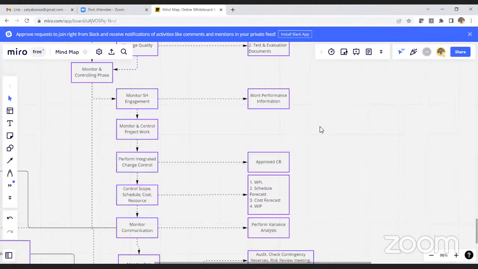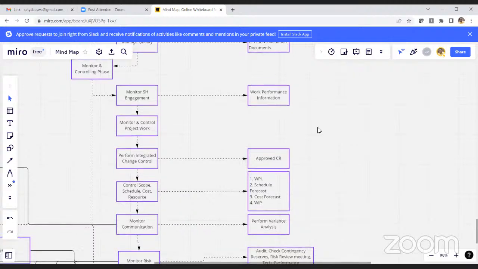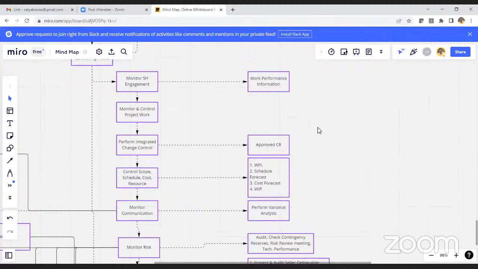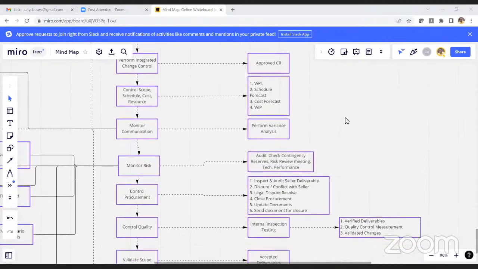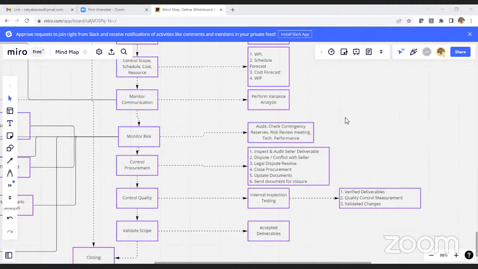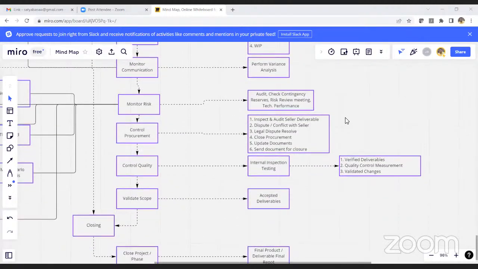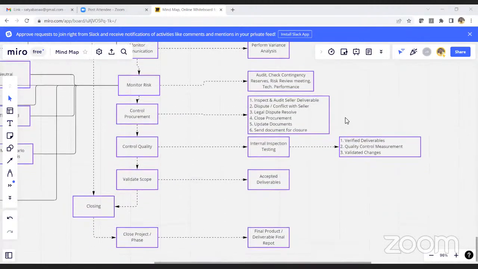Okay. For the monitor and control phase, we'll have monitor stakeholder engagement, monitor and control project work, perform integrated change control: scope, schedule, cost, resource. Then we'll go to monitor communications, and in monitor risk, we will have audit, reserve, risk review meeting, performance. Then we'll have control procurement, control quality, validate scope.